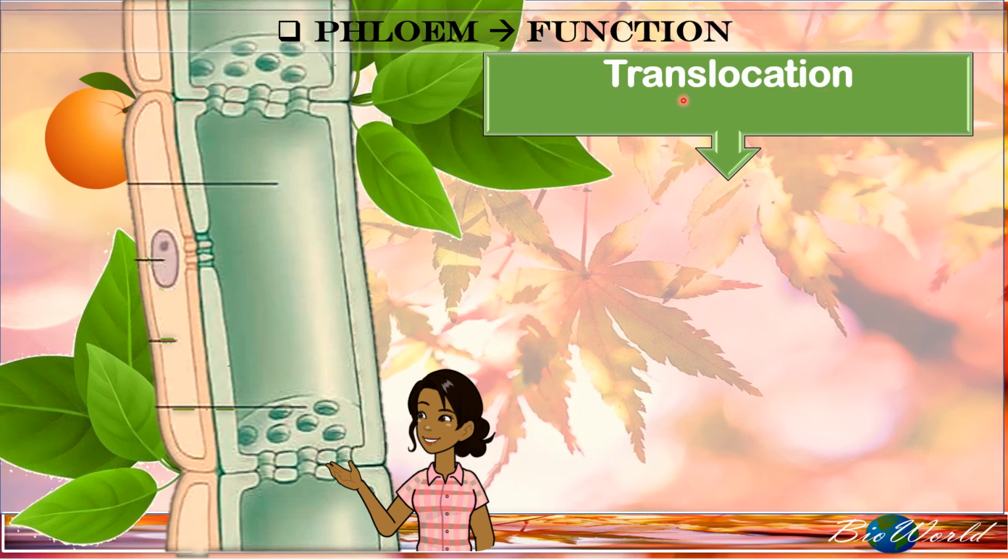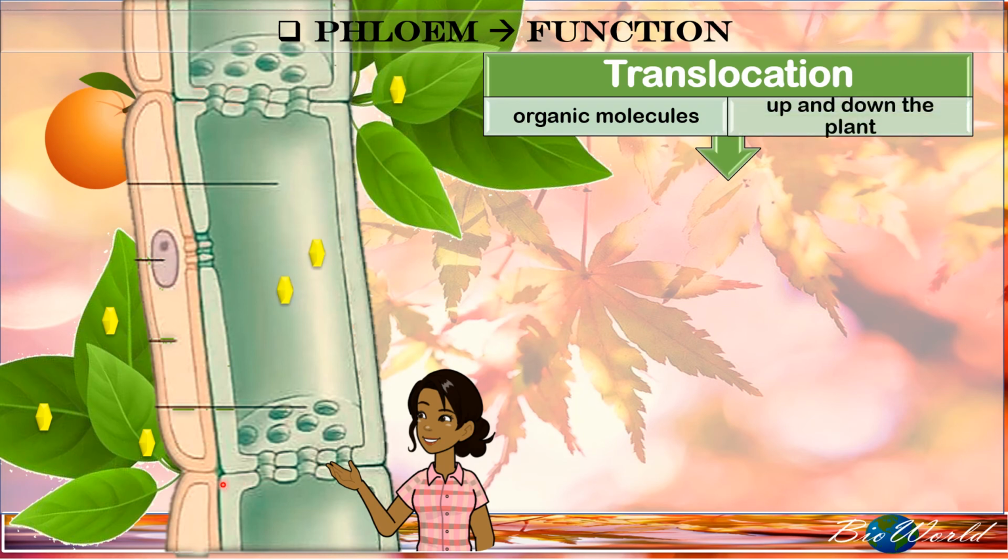Translocation comes from the words transfer location. So, organic molecules produced by photosynthesizing leaves can be transferred from the leaves above to the roots below, or it can be transferred from the leaves below to, say, the fruits above. So translocation is a two-way transport, either up to down or down to up.